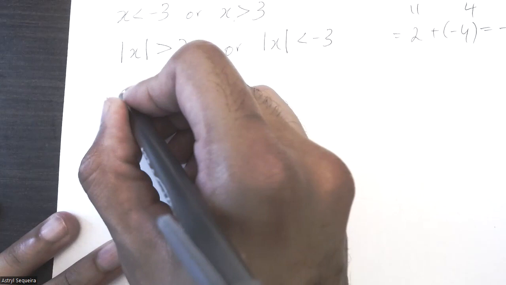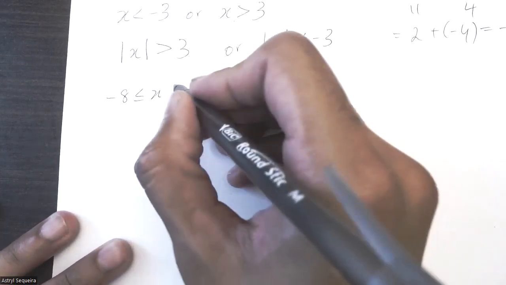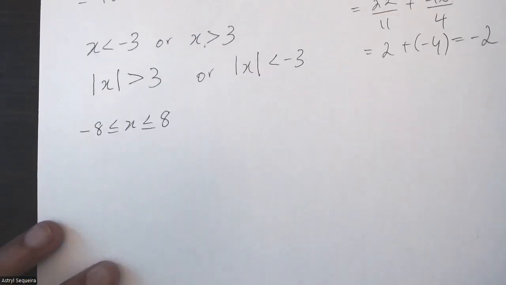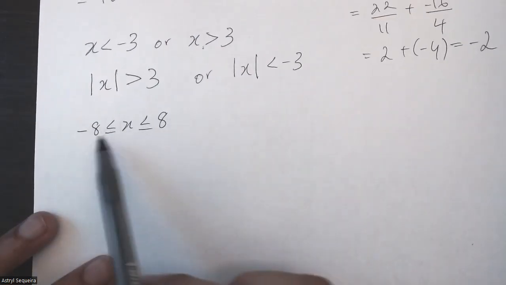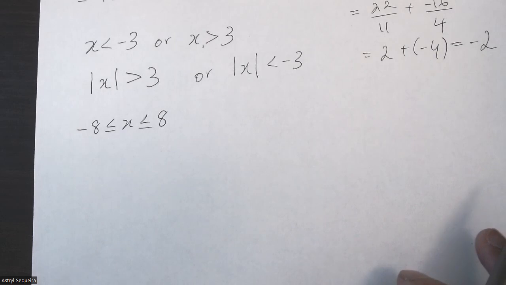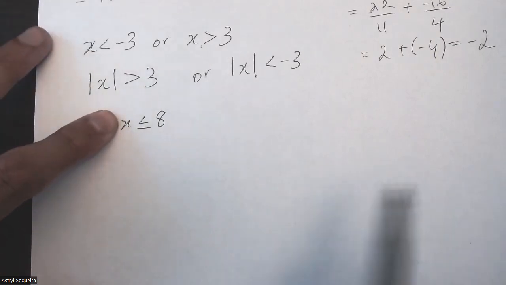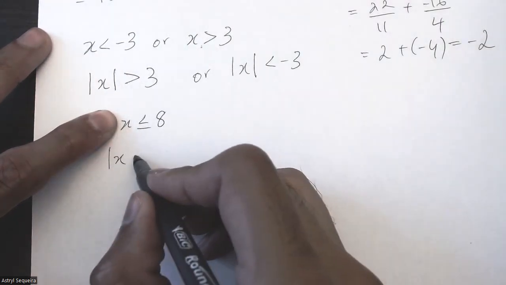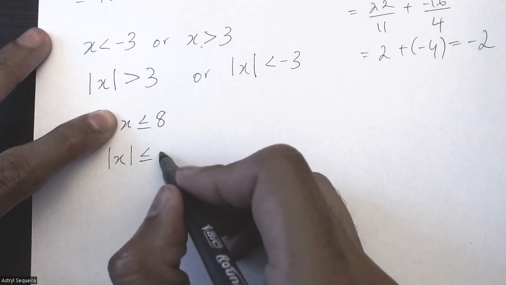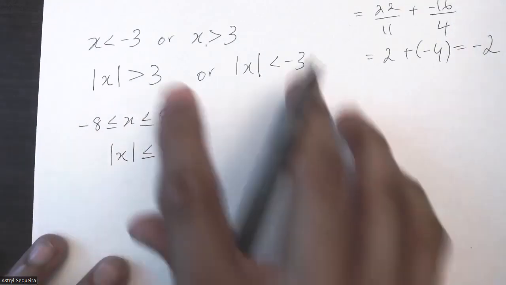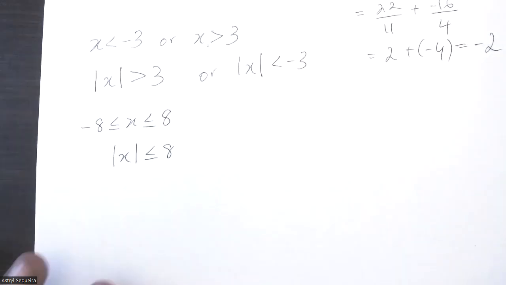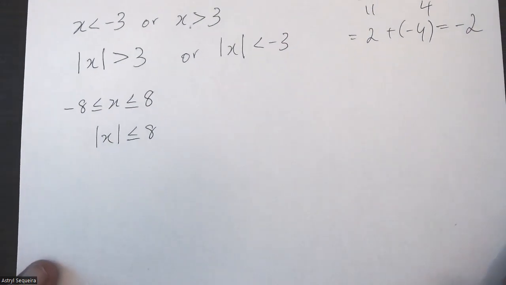Next one, we have -8 less than or equal to x less than or equal to +8. So this is like x is between -8 and +8. So again, you can pick any one and do any one. You can either hide this over here and just rewrite this with the absolute sign. So absolute x less than or equal to 8. You could have also hidden this and rewrote the same thing with the absolute sign. You would have got the same answer.